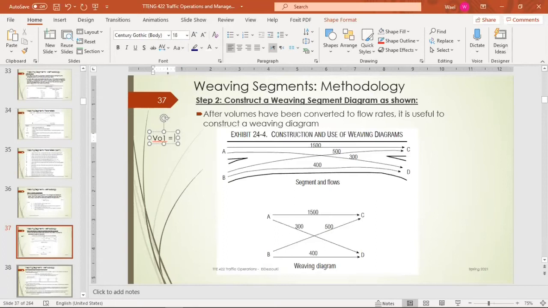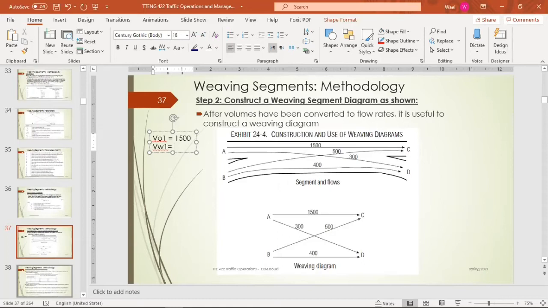$1,500. 1500. Everybody agrees with that? Okay, VW1. VO1 is basically the highest outer volume, highest non-weaving. Okay? VW1, the highest weaving volume.